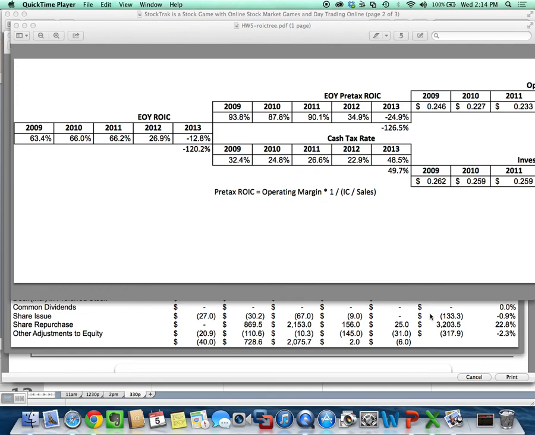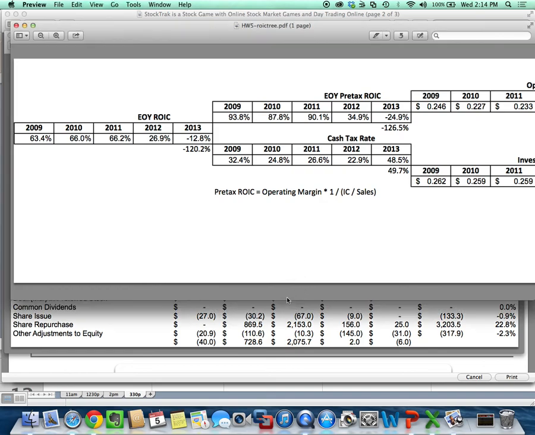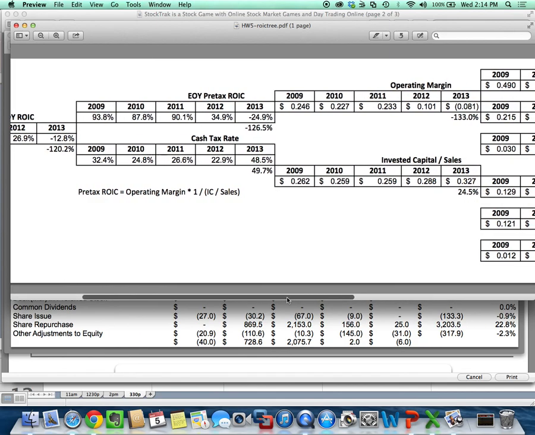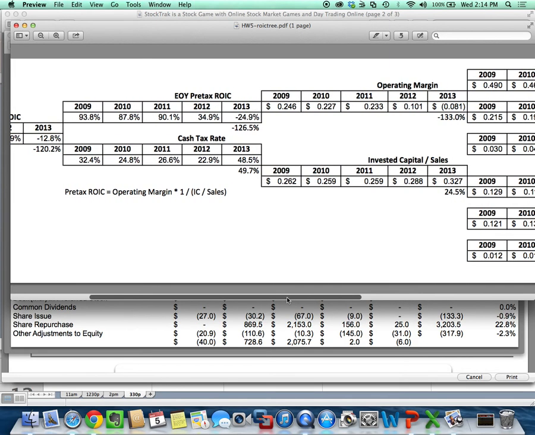So the reason that their pre-tax ROIC went down, 2 reasons potentially. One is margin, 2 is productivity. Their profit margin, operating margin, went from 24.6 to negative 8.1. So that's their real problem. They went from very profitable to actually losing 8 cents per unit of sales, a drop of 133%. And their productivity worsened from 26.2 to 32.7, right? But the real problem this company's having is the decline in the operating margin.